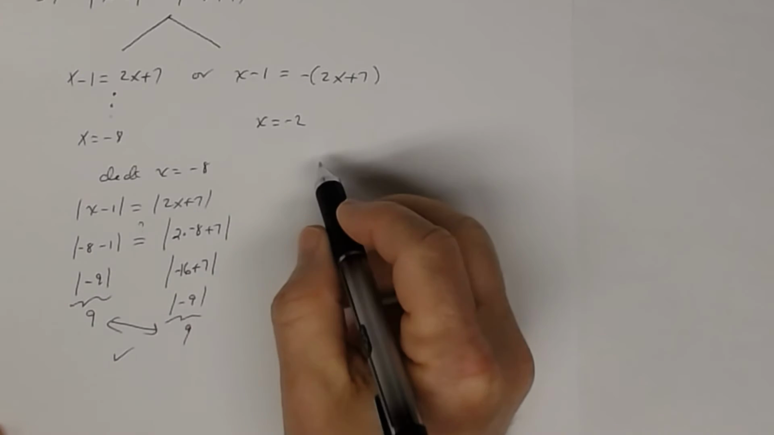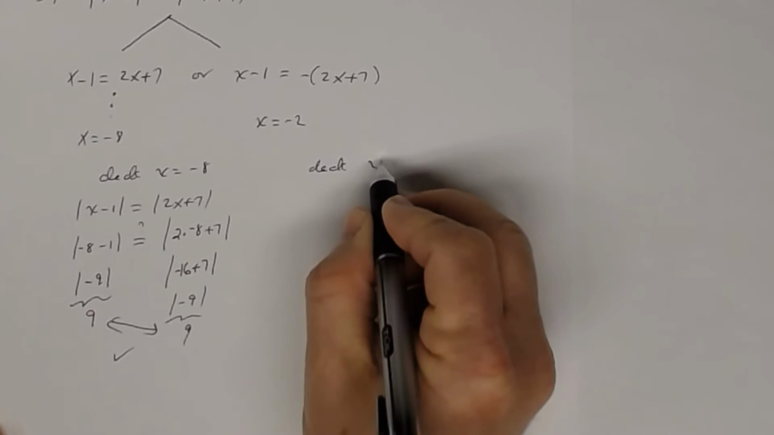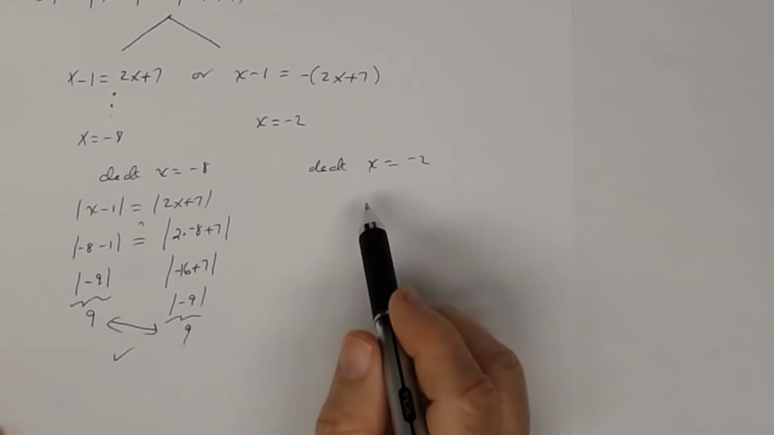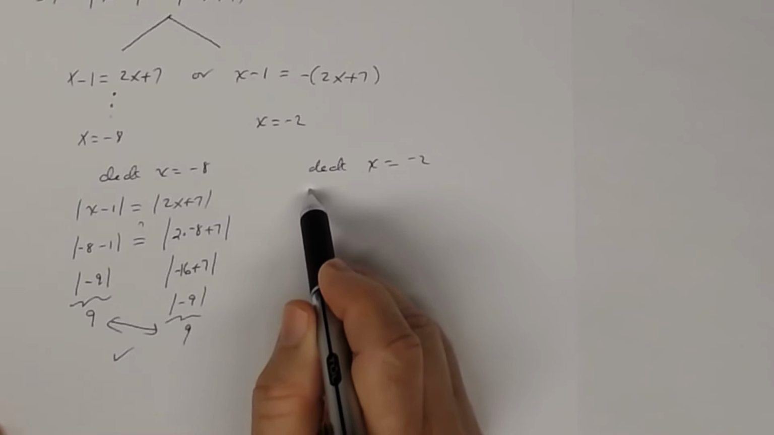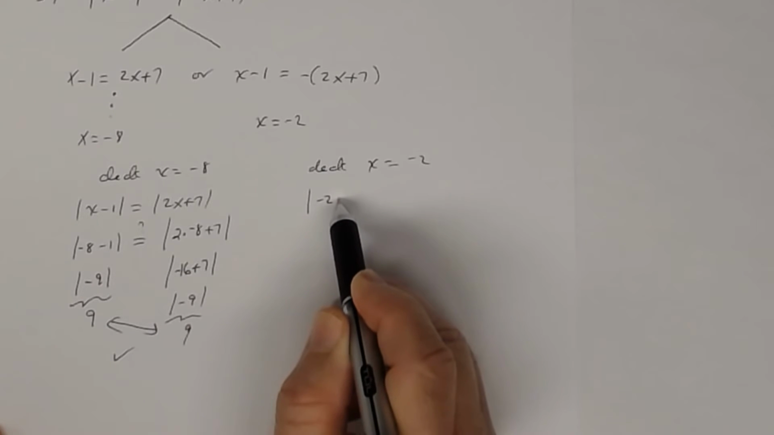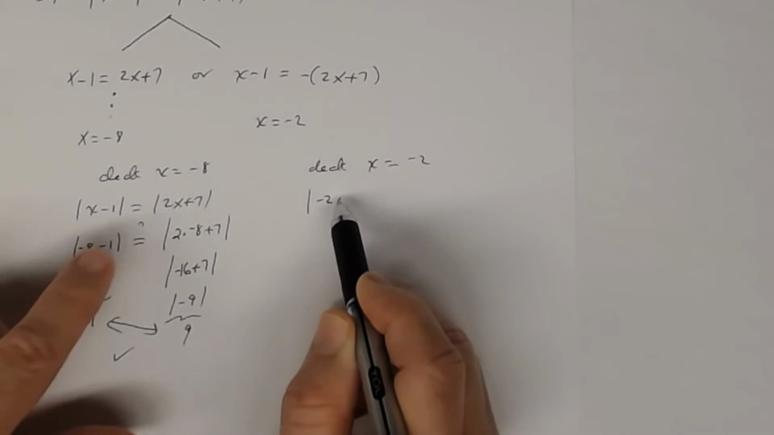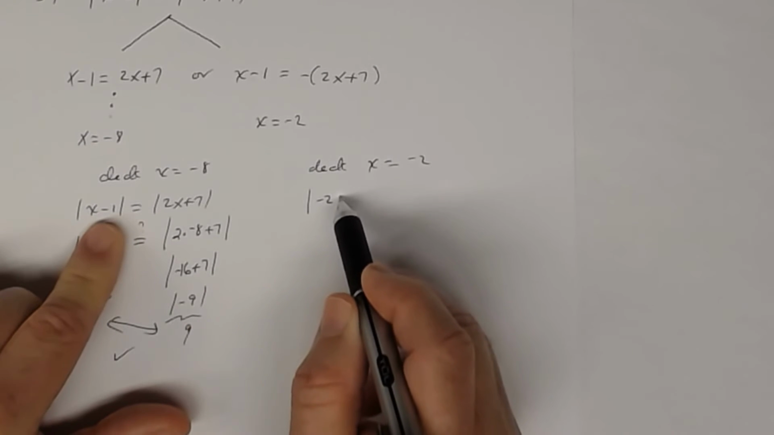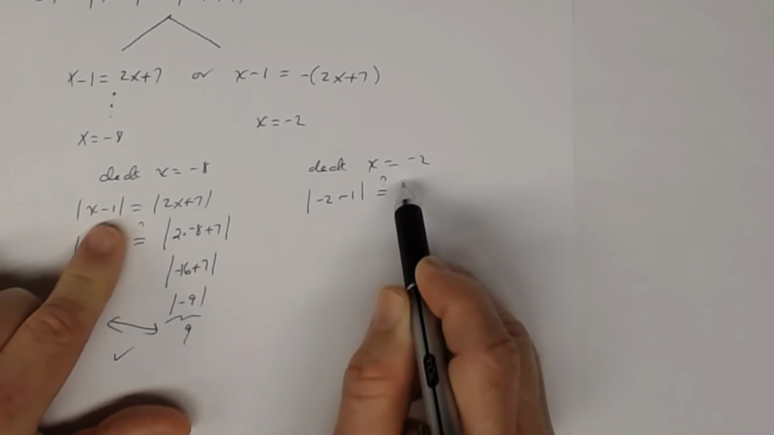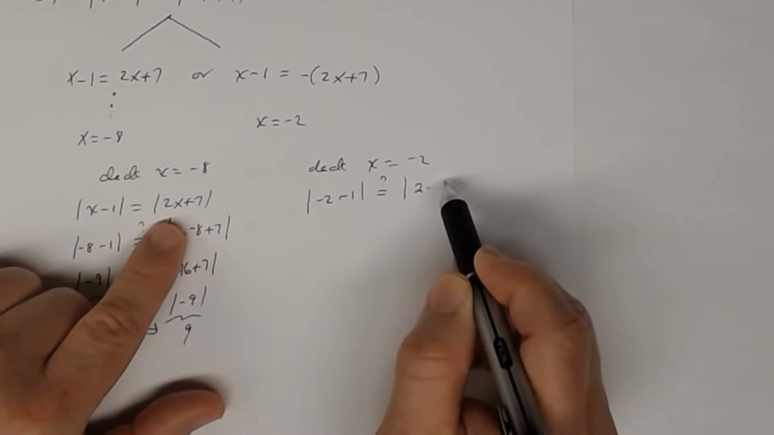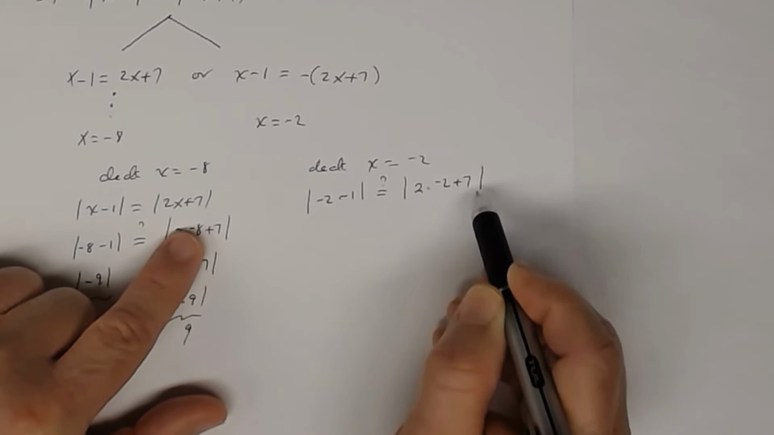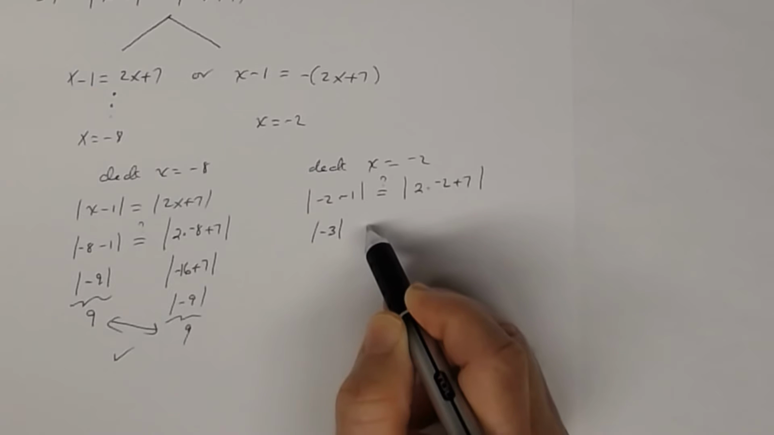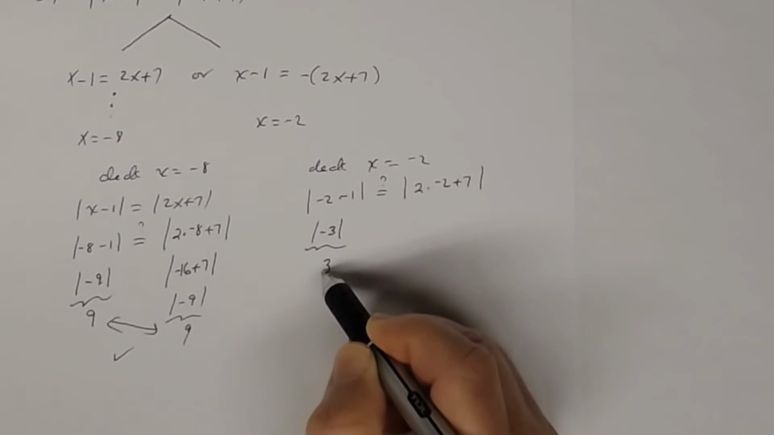Do the same thing for the other one. When you check x equal -2, you get the same thing. So watch what happens. Remember, wherever you see the variable x, substitute -2. So I get the absolute value of -2 minus 1. And you will see that's going to equal the absolute value of 2 times -2 plus 7. -2 and a -1 is a -3. So you get the absolute value of -3. And you know that that's equal to a positive 3.